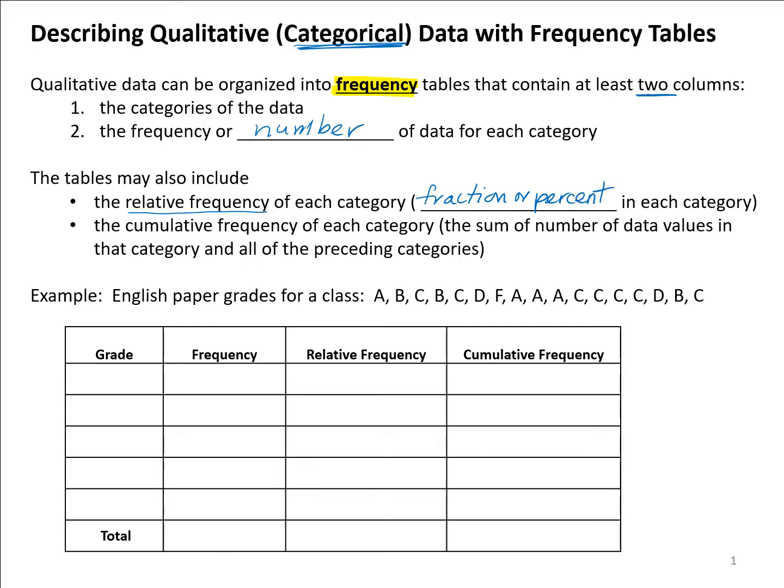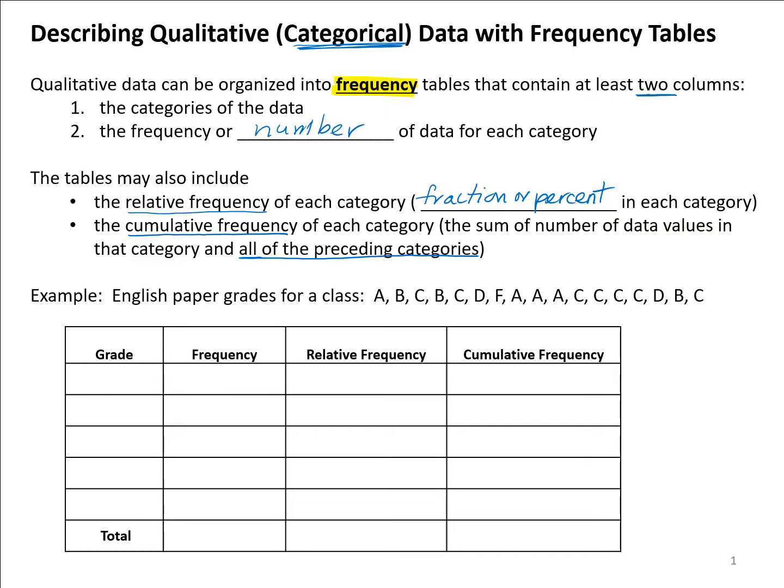And then the other thing the table might include that's very common is the cumulative frequency of each category. Cumulative frequency is when you sum the number of data points that are in that category as well as all the previous categories. So it's kind of like a cumulative total or an ongoing total as you go down through the table. It's almost easier to see that in practice. So let's go ahead and work with a table.